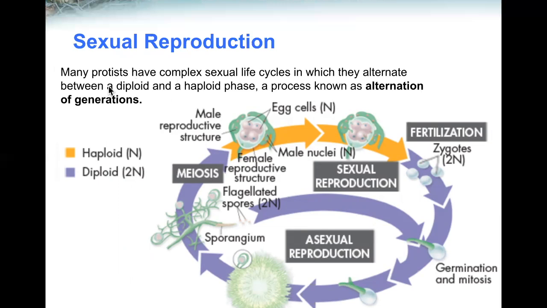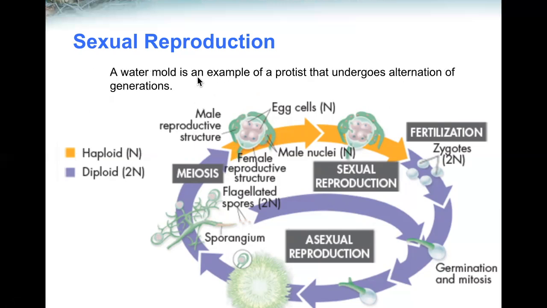Many protists have complex sexual life cycles in which they alternate between a diploid and a haploid phase, a process known as alternation of generations. This is the full cycle, with meiosis and also mitosis. This is asexual reproduction, and this is sexual reproduction, with the haploid phase and the diploid phase. A water mold is an example of a protist that undergoes alternation of generations.